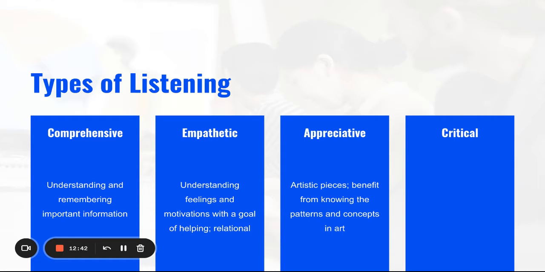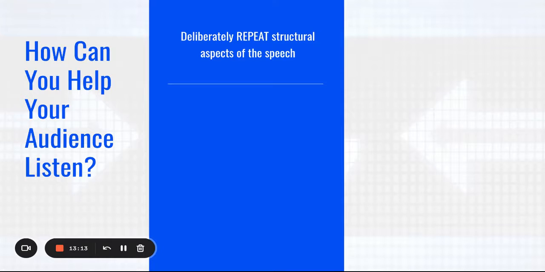Then there's appreciative listening, which is for artistic pieces. They benefit from knowing the patterns and concepts in art. And then there's critical listening, where you're understanding and remembering the information, much like comprehensive listening, but in the process of that, you're evaluating it. You're not just taking in the arguments as fact. You're sort of debating the speaker in your head. You're determining if their arguments are quality, if they're valid, and you're looking at the evidence and the information that the speaker is providing to you critically.